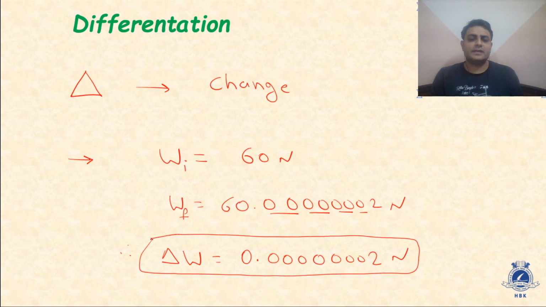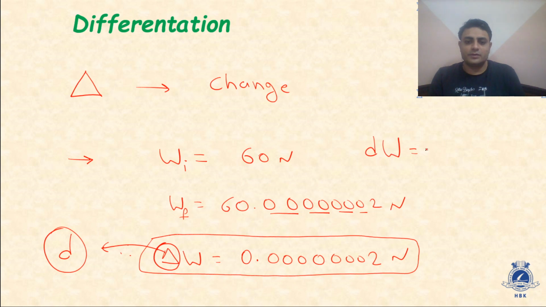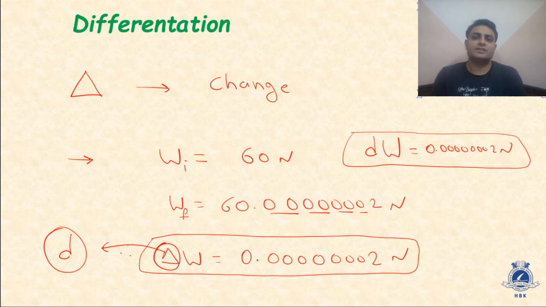So here the change in weight is very small. The change is there, but it is a very small change. We have to write d instead of delta. So our equation will become dW equal to 0.00000002 Newton. So delta gets converted into d when the change is very small. If the change is very small, delta will get converted into d. Let's see once again.